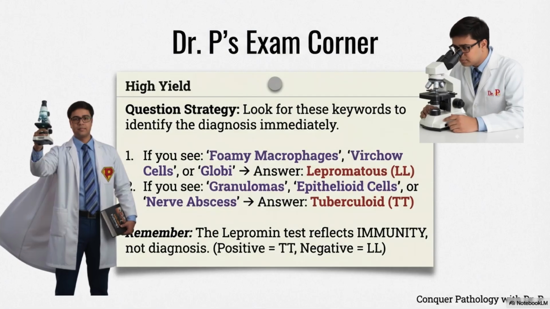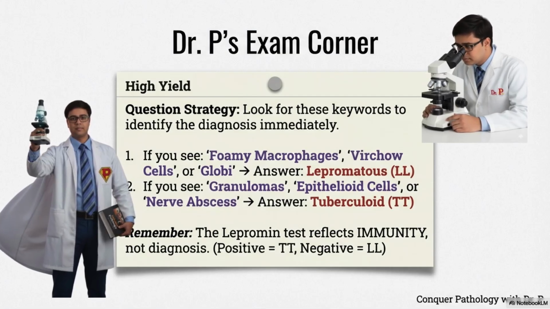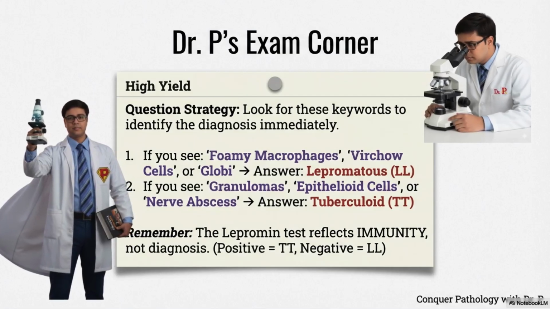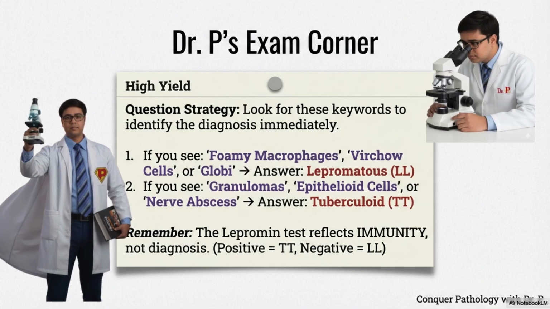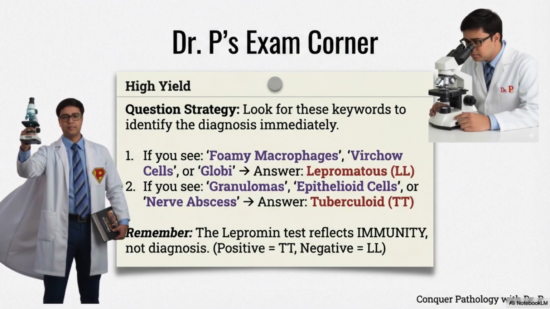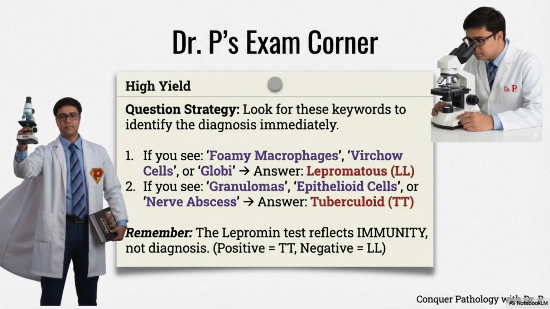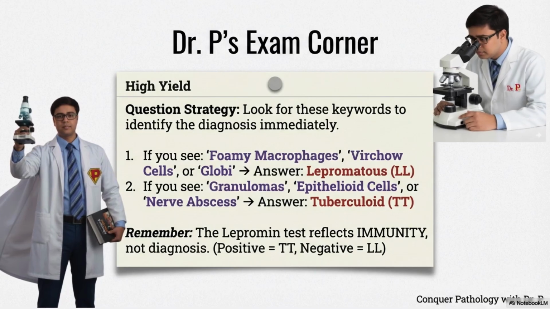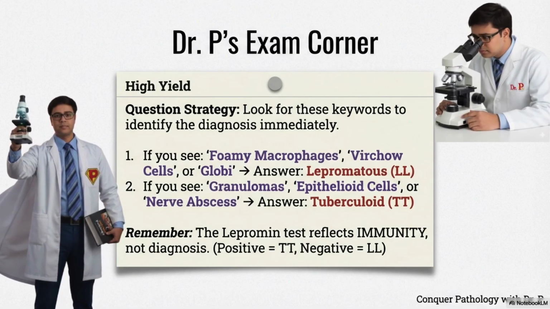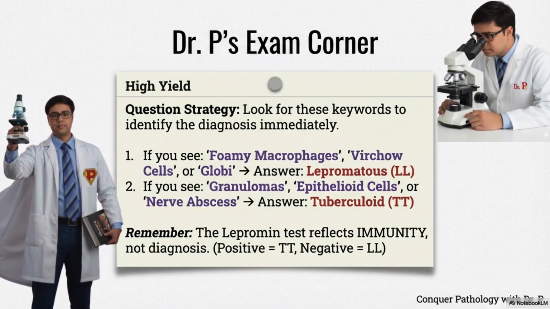Finally, here's your exam strategy. Look for the keywords. If you see foamy macrophages, Virchow cells, globi, or lion face, the answer is lepromatous leprosy. If you see epithelioid granulomas, nerve abscess, or anesthetic patch, the answer is tuberculoid leprosy. Master these keywords and you master the diagnosis.